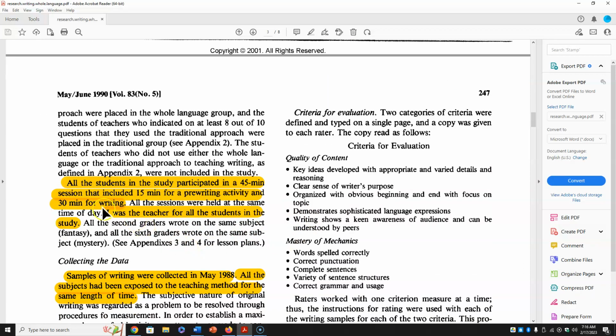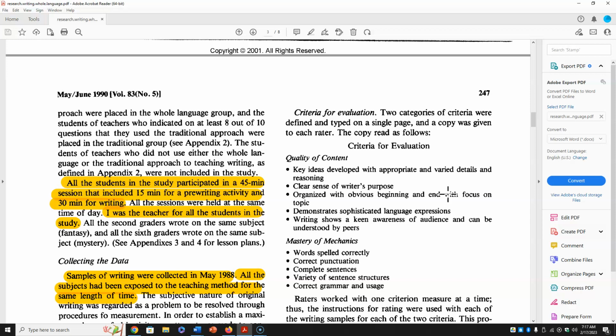All the students in the study participated in a 45-minute session that included 15 minutes for pre-writing activity and 30 minutes for writing. I was the teacher for all students in this study. It took me a while to get my head around that, but what she did, she collected data in May. And she identified writing samples for students who had had a whole language teacher or a traditional teacher the whole school year from August to May.